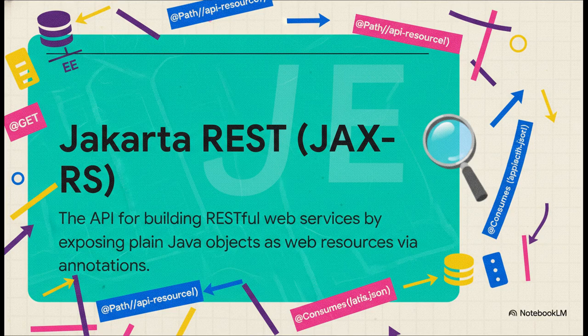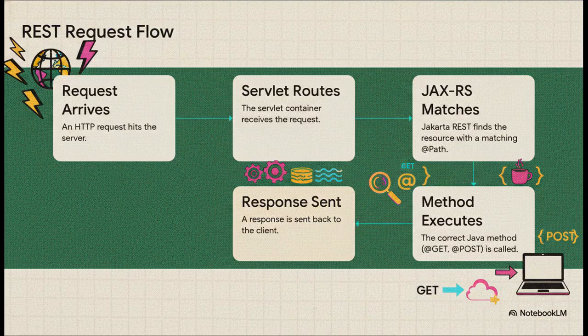Next up is Jakarta REST, or as you'll usually hear it, JAX-RS. Now this is where it gets fun. This is the framework that lets you take a regular old Java object, sprinkle on a few simple annotations like @Path to define a URL or @GET for an HTTP method, and boom, you've instantly exposed it as a live API endpoint. So how do they actually work together?